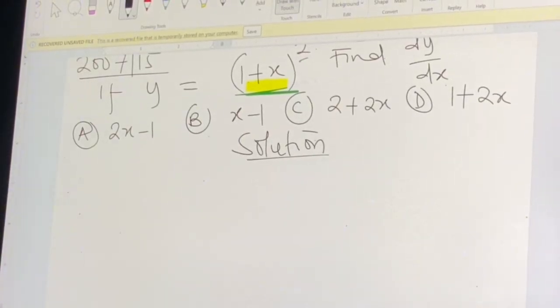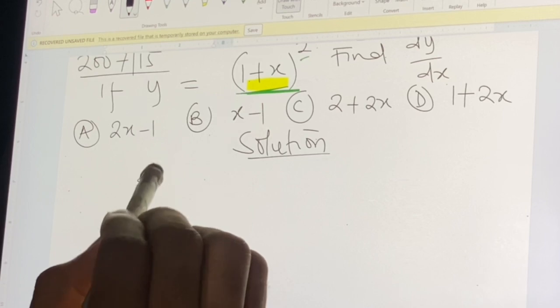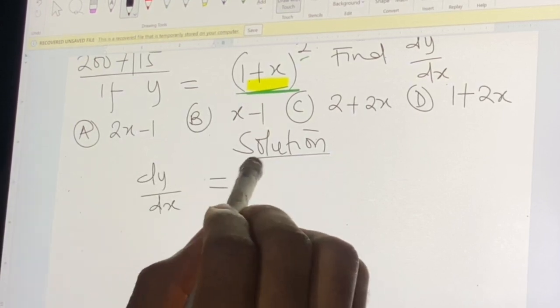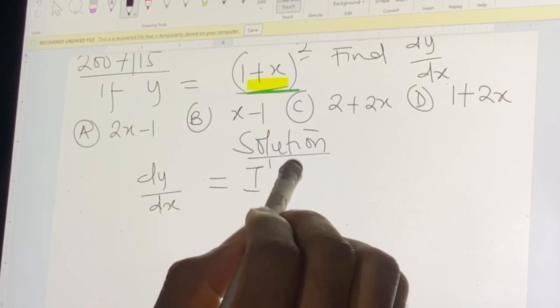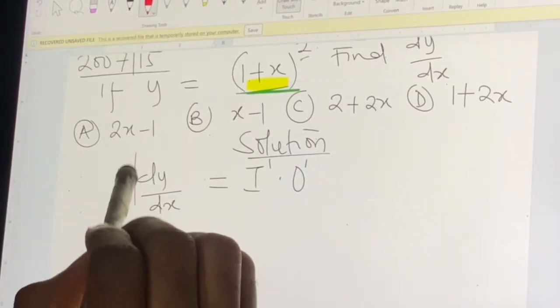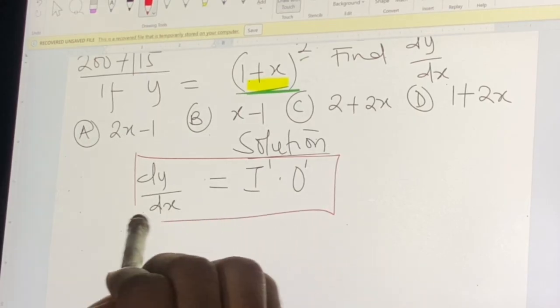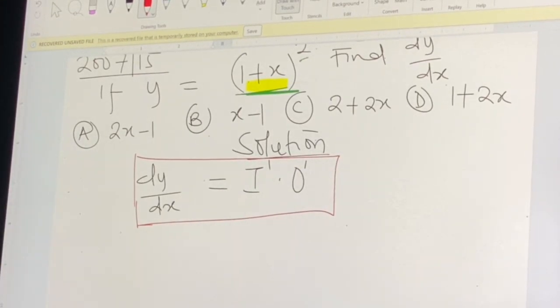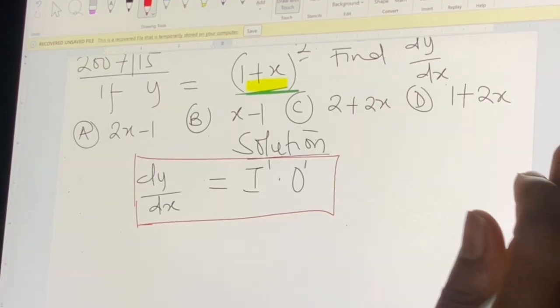All right, let's solve this. We say that the dy dx for every chain function is equal to the inner derivative times the outer derivative. So this is the dy dx for every chain function. Please don't forget. Our intention now is to identify the inner from the function or from the equation, and differentiate that inner to get inner derivative. So let's identify the inner here.